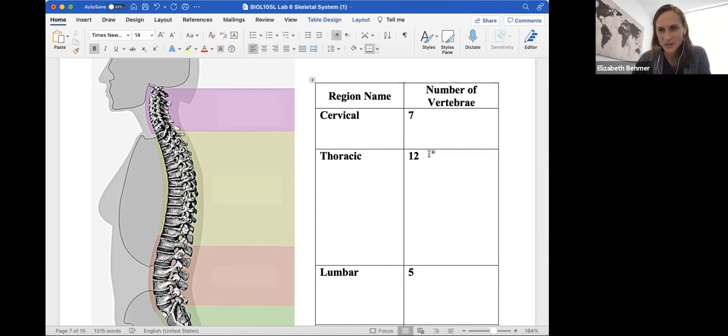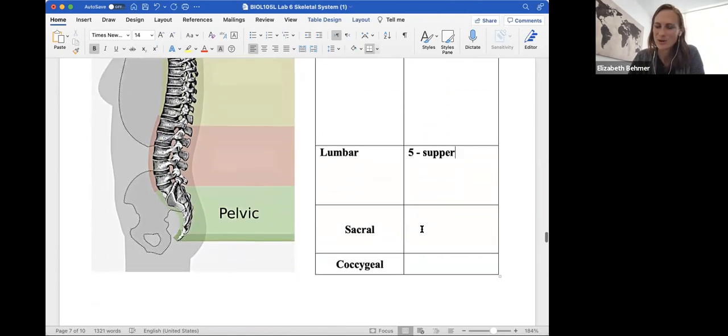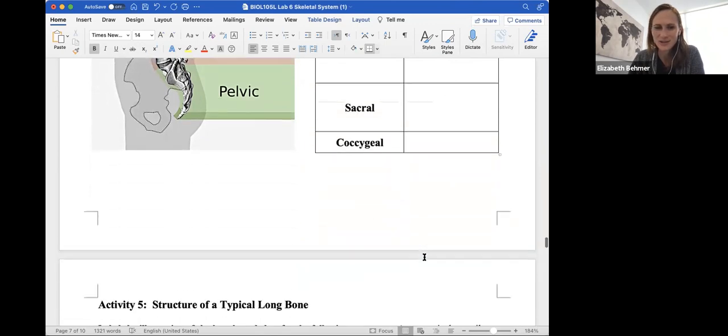Again, you should know that for the quiz, but a professor once told me an easy way to remember this is you eat breakfast at 7, you eat lunch at 12, and you eat supper at 5. So that might help you remember the number of vertebra in each of those regions. And then I'll let you look at the number of vertebra in the sacral and coccygeal.